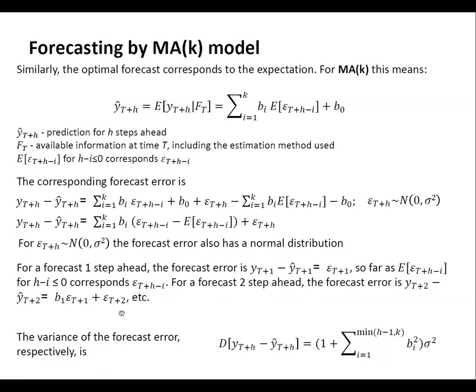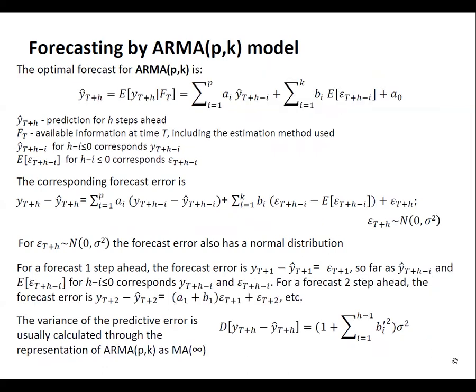Well, accordingly, we apply the variance operator to the left and the right part, and it turns out that the variance of the forecast error is 1 plus the sum of the coefficients of the moving average model squared. The sum is calculated to a minimum, that is either to h minus 1 if we forecast not far, or, if we predict far, then to k, and multiply all this by the error variance.